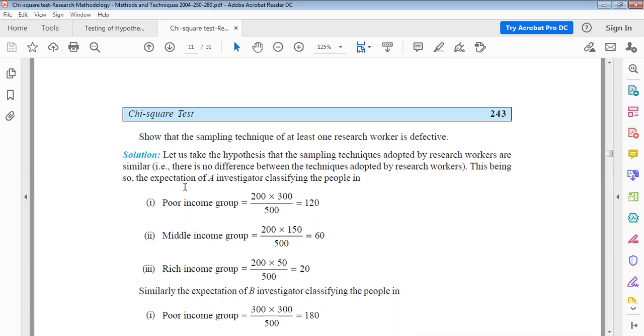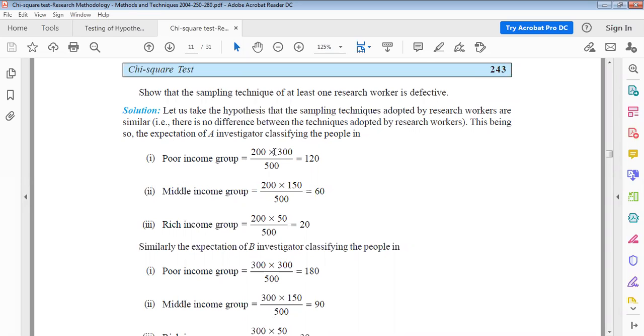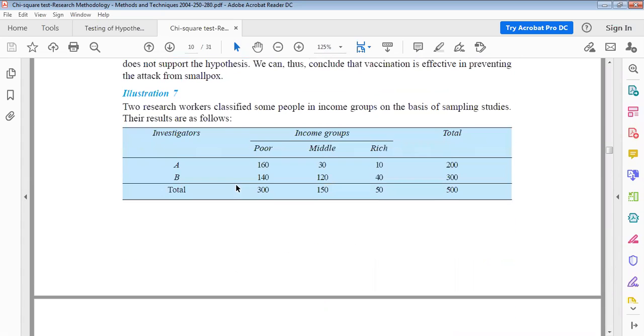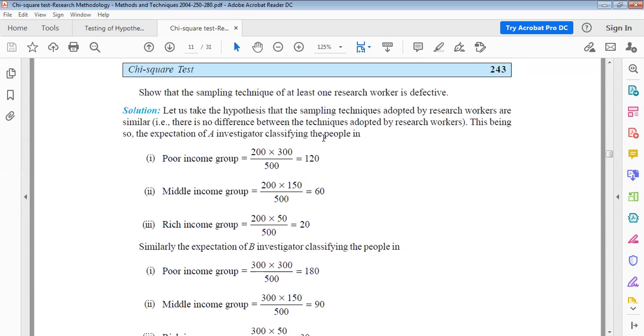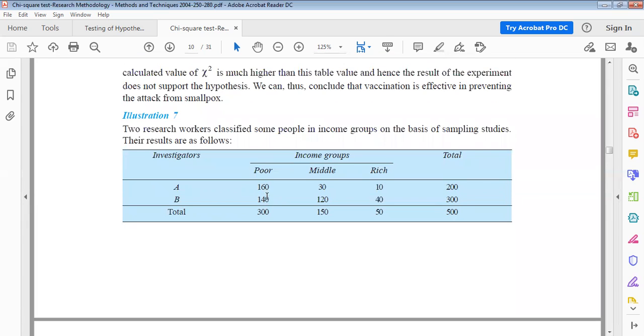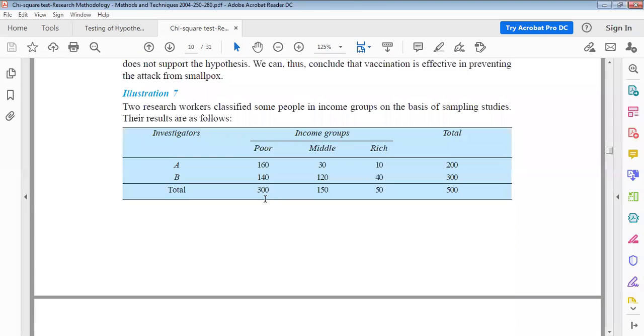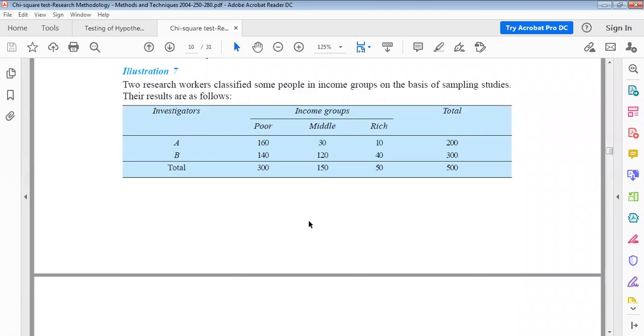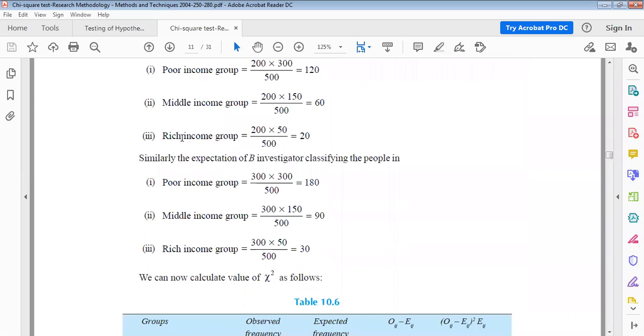This being so, the expected value of investigator classifying the people in poor income group, what will it be? For the poor income group, this poor income group total 300, this total multiplied by this total divided by the whole total. Understand? Same procedure. Middle income, what will it be? 200. Middle income, what will it be? First row, second column, this multiplied by this divided by the whole. In this way, rich income will be 200 multiplied by 50 divided by 500.